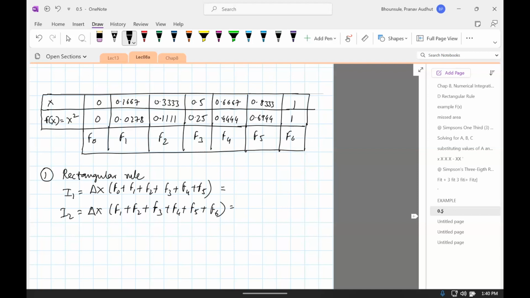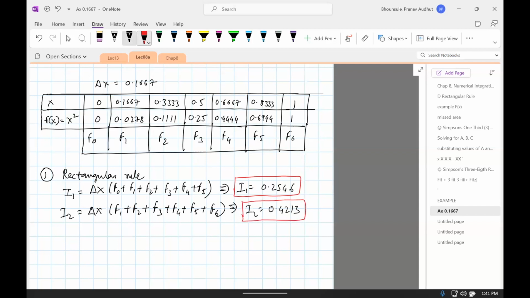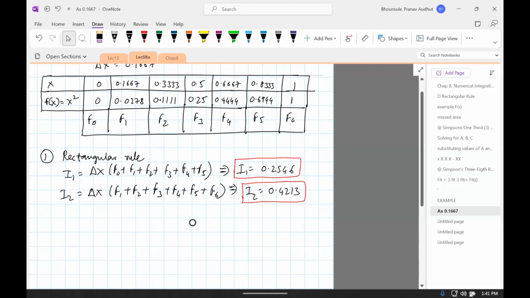Note that delta X is 0.1667. It's on the previous page. So if you sum this up, you get I1 comes out to be 0.2546. I2 comes out to be 0.4213. Okay, so rectangular rule produces two answers. One usually is a lower approximation, one is an upper approximation. What it means is the actual area is in between the two.